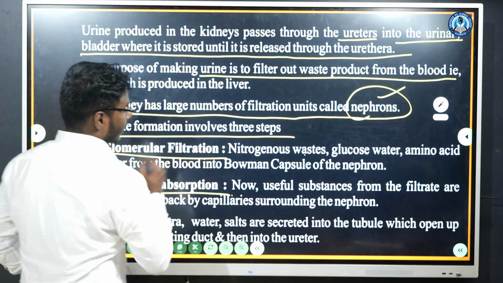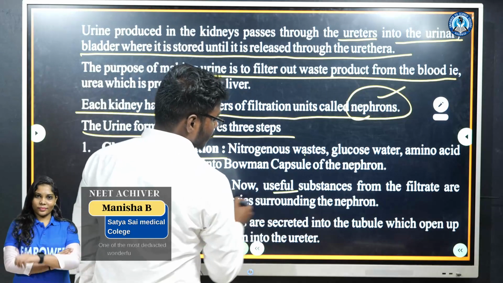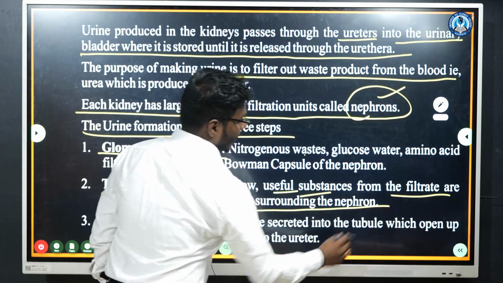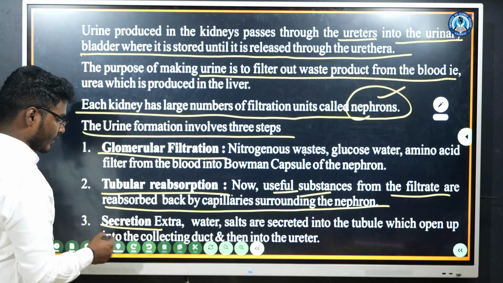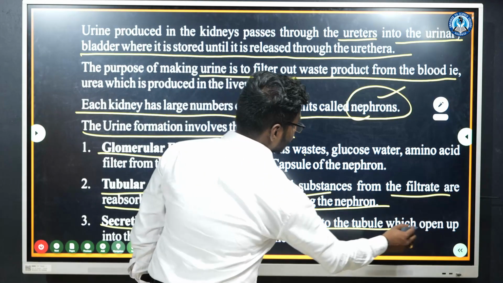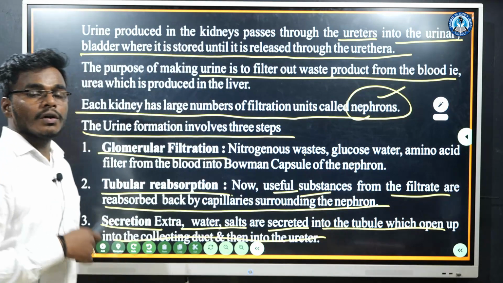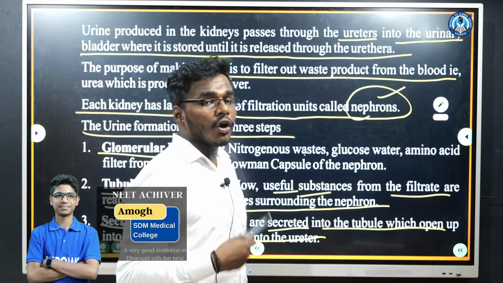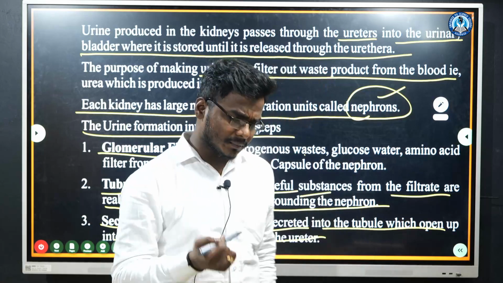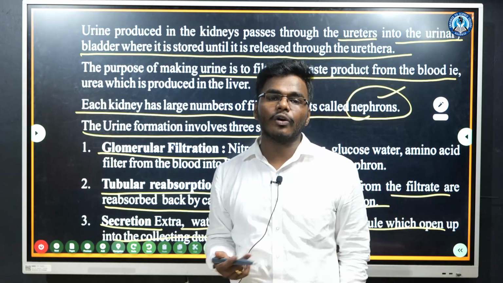So here it is, glomerular filtration. You saw the Bowman's capsule, then tubular reabsorption. Now the useful substances from the filtrate are reabsorbed by the capillaries. Next, secretion. Extra water and salts are secreted into the tubule, which opens up into the collecting duct and then to the ureter. So our kidney does not allow excess loss of water and salts, because salts and water are much more essential for our body.